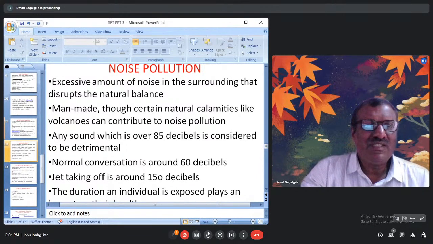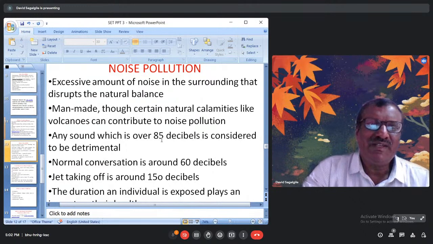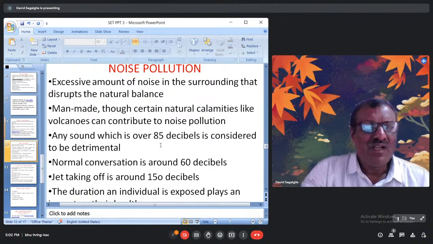Any sound which is over 85 decibels is considered to be detrimental. Any sound around 85 decibels can affect human health or the surroundings, or we can treat it as noise pollution. Normal conversation is around 60 decibels. When two people are talking, the amount of sound created is around 60 decibels.